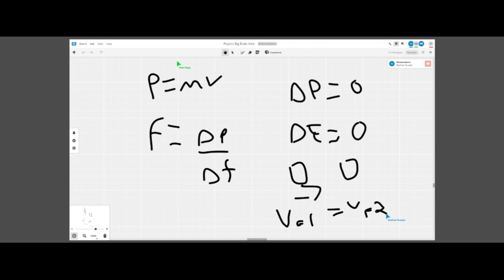So if it's an elastic collision, then if one object gains energy, the other object has to lose energy, and vice versa. In an inelastic collision, that's not true. Like I said, pretty much the main thing with momentum questions is we have to practice, because all it is is finding the equations you need to use and combining them to cancel out variables.